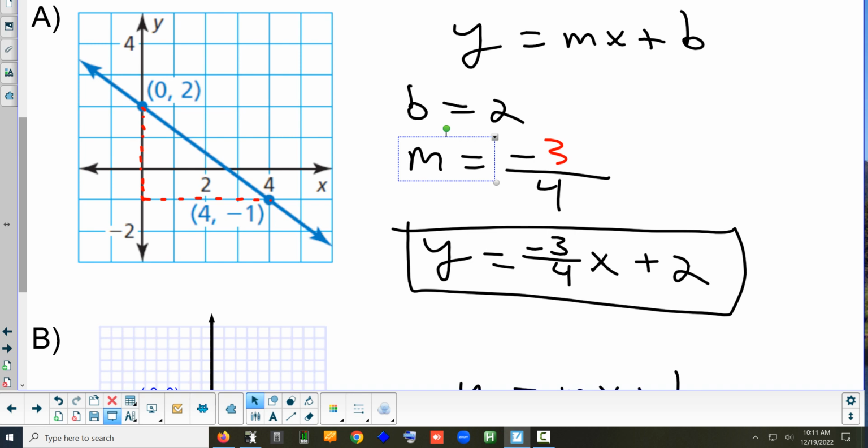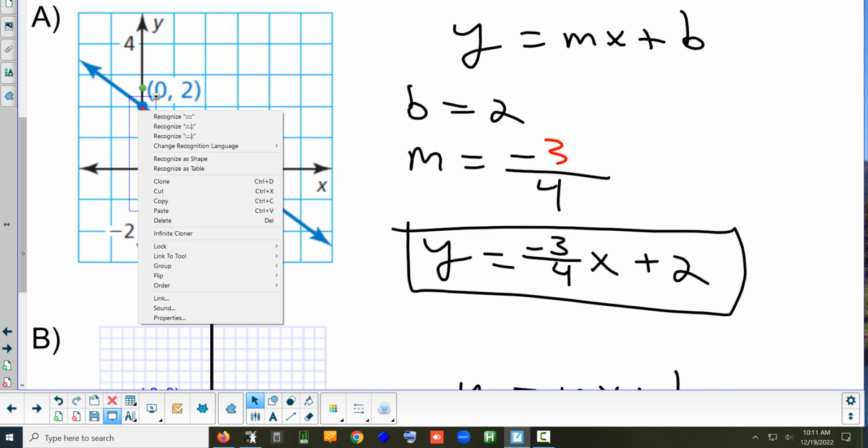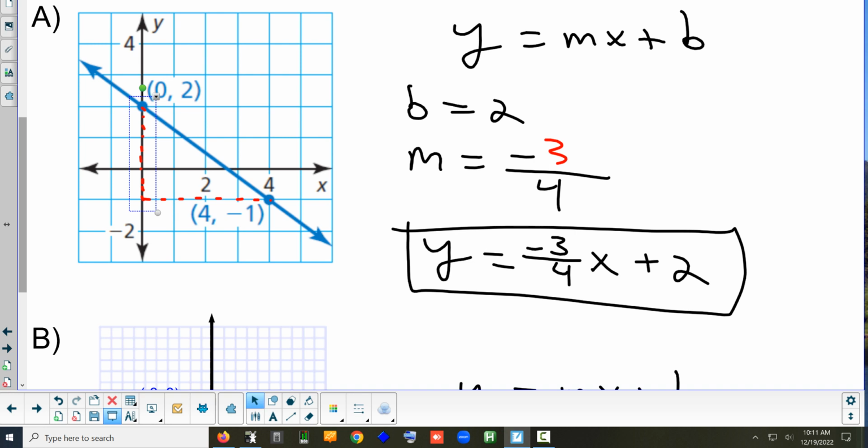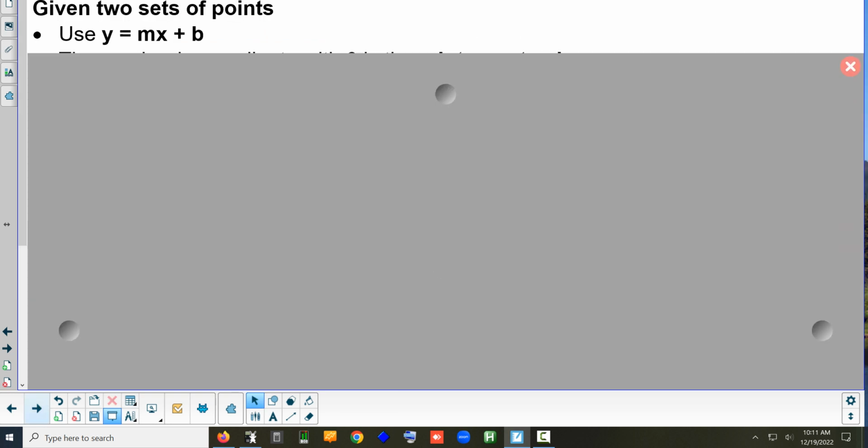All right, so still not too bad because you can get the b without doing really any work at all. You just have to know what to look for. And even the m, all you have to do is count. You don't really have to do any arithmetic. You just count. So the third type we're going to look at, this one is on the back. And the third type is if they give you 2 points.